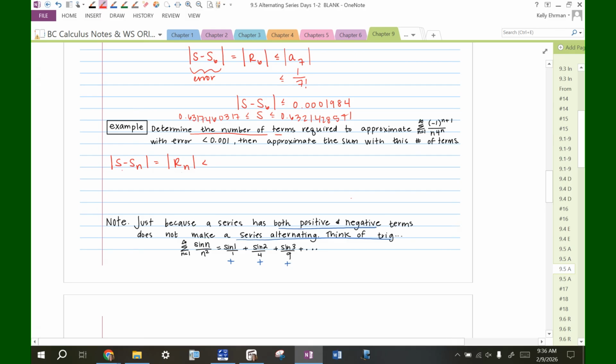So I always set it up like this. The error between the actual sum and my nth partial sum should equal the remainder at some n value. I want that to be less, well, that number will be less than or equal to a sub n plus 1, and I want that to come out less than 0.001. All right, now this could be a calculator or a non-calculator problem, so I'm going to show you both ways to do this. And this is an absolute value, by the way.